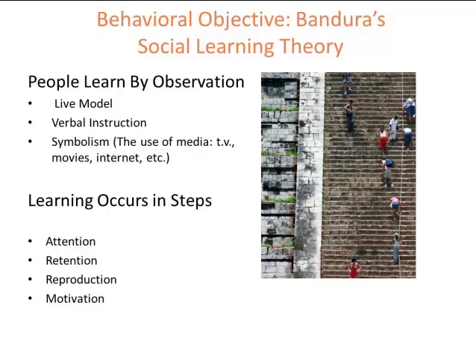Bandura's social learning theory is based on the idea that people learn by observation of 3 types of demonstrations. The 3 types of demonstrations are live model, verbal instruction, and symbolism. The demonstration of live model is based on the idea that people learn by watching live examples. In other words, people mimic what they see other people do.